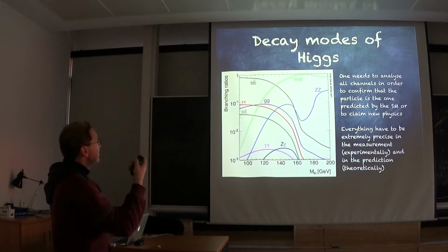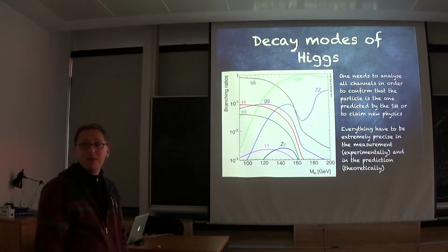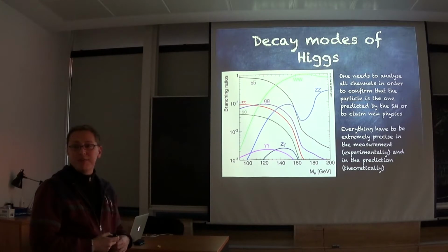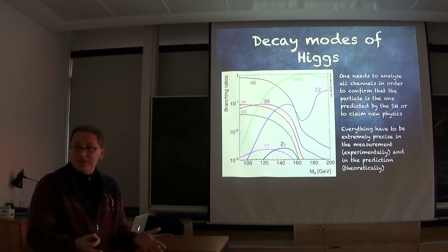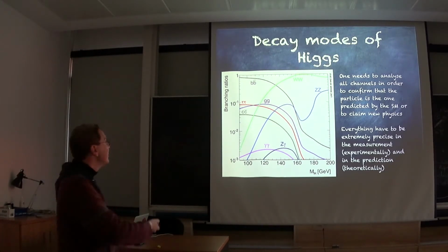So you can imagine, the basic one would be this, right? Because everything goes into a pair of W's. It would be a huge excess of pairs of W. And if I have a detector that detects leptons, it will be simple. That is if the Higgs had a mass of 160, which it did not.